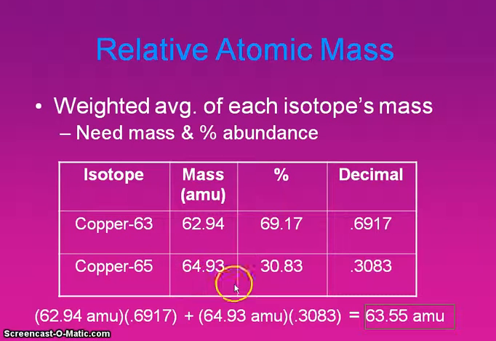This one, for instance, takes copper 63 and copper 65, gives us our mass values in AMUs, and also tells us the percent abundance. So you can see that copper 63 is much more abundant in nature than copper 65. So you're going to take the mass in AMUs and multiply that by the percent abundance in decimal form. So 69.17% becomes 0.6917. And then we do the same thing for our second isotope, 64.93 AMUs times 0.3083. And then add those values together. That's going to give us 63.55 AMUs, and that's the value that you'll see for copper's mass up on the periodic table.